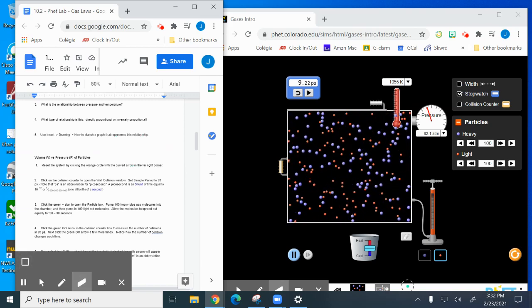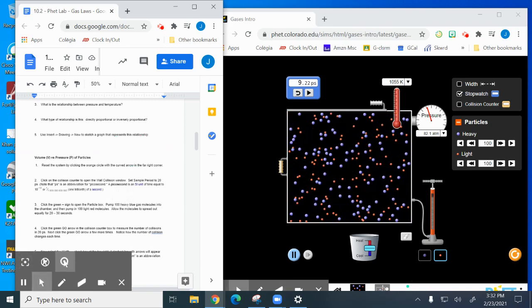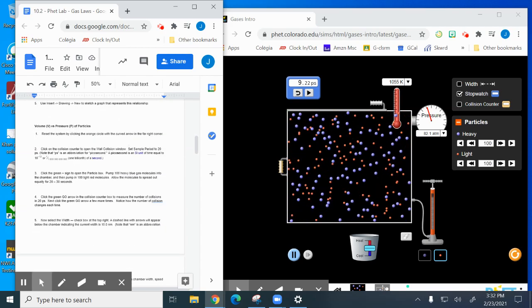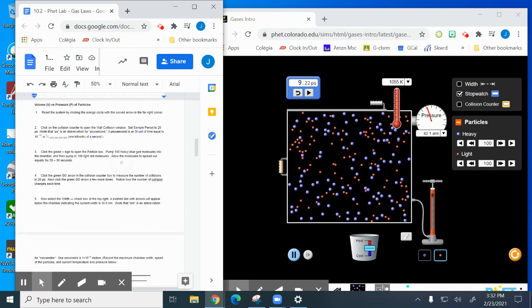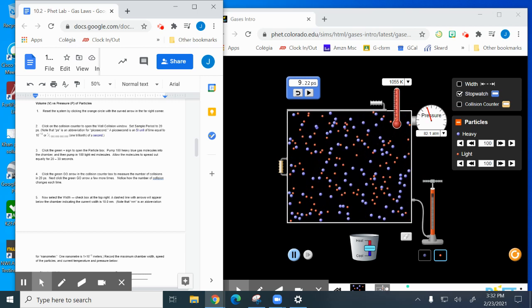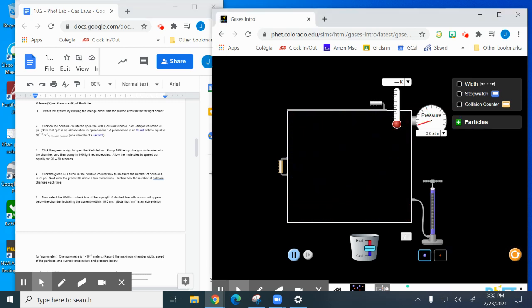All right. So let's see, what's next here? Now we're talking about volume versus pressure. Reset the system by clicking the orange button. There we go. I don't know if you can see that. Click the orange button on the lower right. Click on the collision counter to open the wall collision window. Set the sample period to 20 picoseconds.